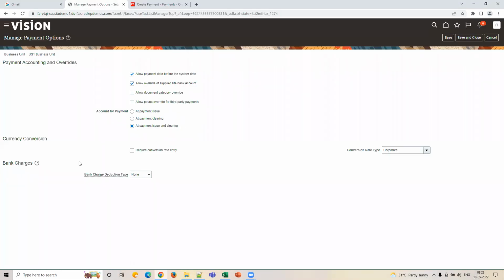So this is about this option. Then currency conversion, required or not, enable this and default this. And then bank charges, bank charges deduction type.